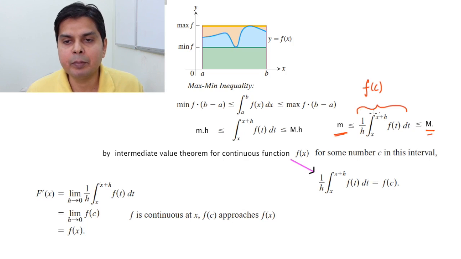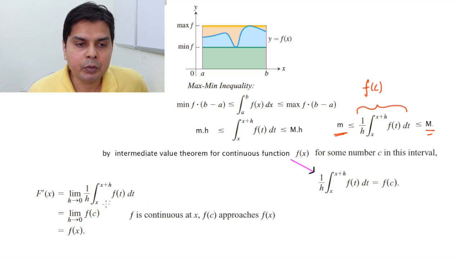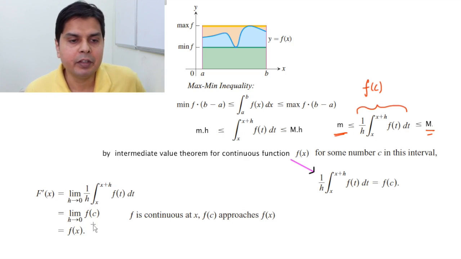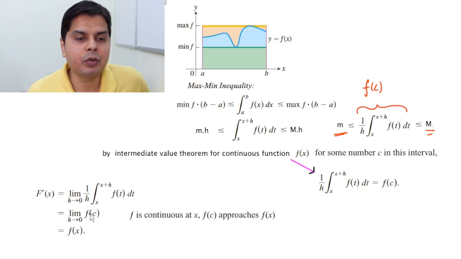So this number must be obtained by one of the c. So this number must be equal to f(c). So that's what I have written. This intermediate value theorem says that 1 by h times the integral from x to x plus h of f(t) dt will be f(c). Now you see, I had shown in the last slide that f prime x is equal to this thing. I can write this 1 by h whole thing as f(c). So this is now the limit as h tends to 0 of f(c).